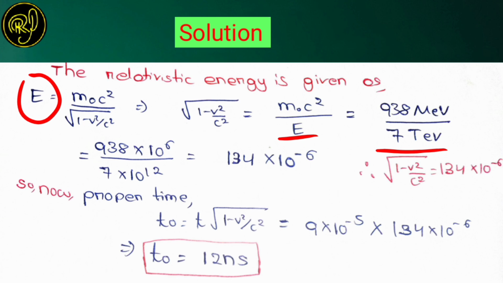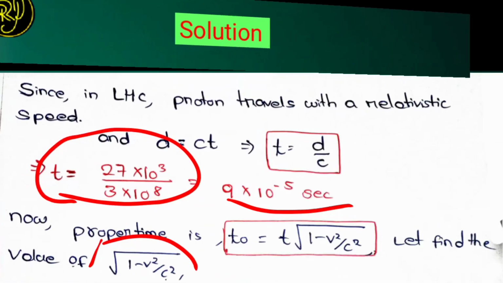Now let us solve it. So we are getting that root over of 1 minus v square by c square is equal to 938 multiplied with 10 to the power 6, because mega means 10 to the power 6, divided by 7 multiplied with 10 to the power 12, because tera means 10 to the power 12. If we solve it, then we get 134 multiplied with 10 to the power minus 6. Hence we got the value of root over of 1 minus v square by c square.